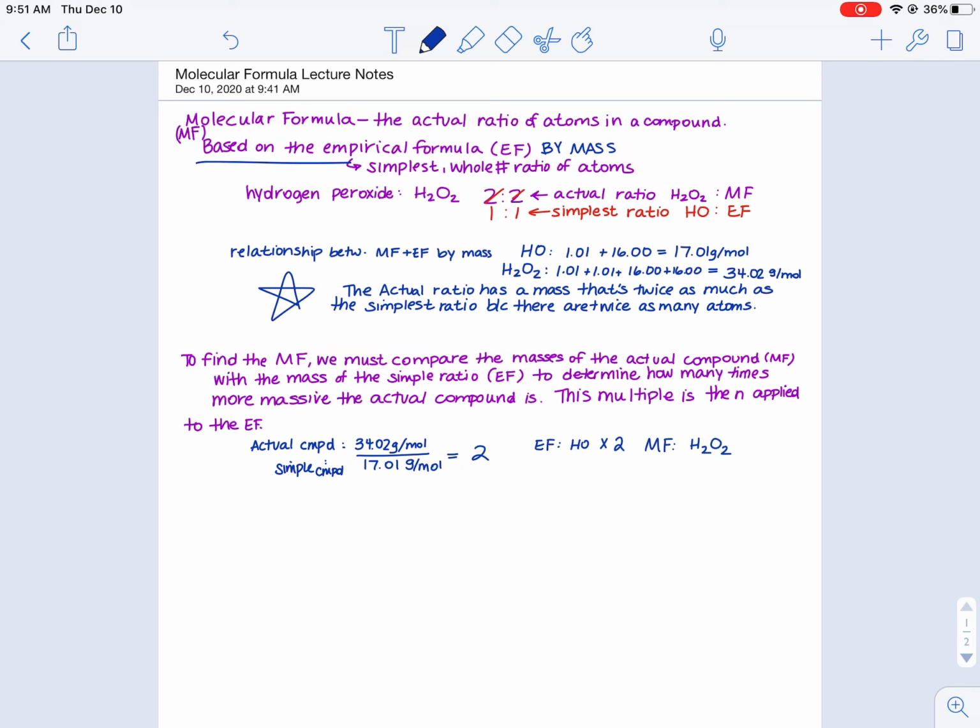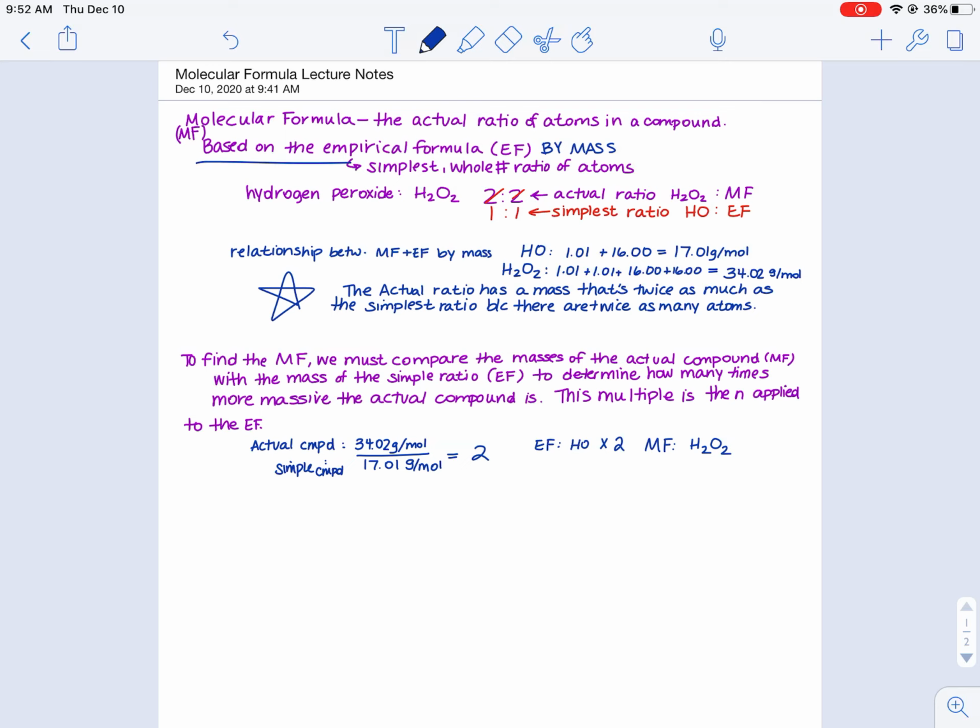So the molecular formula is the actual ratio of atoms in a compound, and it's based on the empirical formula by mass. Friendly reminder that the empirical formula is the simplest whole number ratio of atoms. For example, the compound hydrogen peroxide is the formula H2O2. That ratio of 2 hydrogen to 2 oxygen atoms can be simplified to a 1-to-1 ratio. So the simplest ratio is the formula HO. That's the empirical formula. The actual ratio of 2 to 2 is the molecular formula.